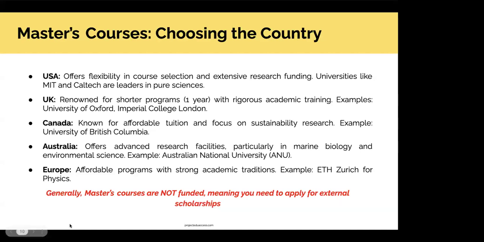So how do you choose the country? This basically depends on the kind of location you want to go to. The US generally offers extensive selection in terms of research funding. The UK has shorter programs, like I said, with 1 year of rigorous training, which can be either coursework or research. You have the MRes degree specific to the UK only. Canada is very much similar to the US.